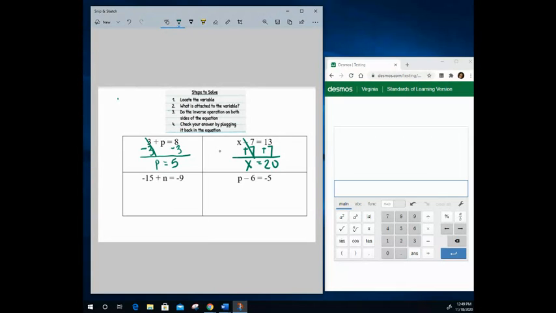And again, I could check that in Desmos by saying x equals 20, and then typing in x minus 7, and that would give me 13.